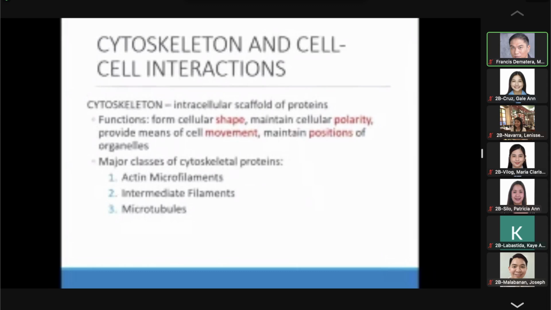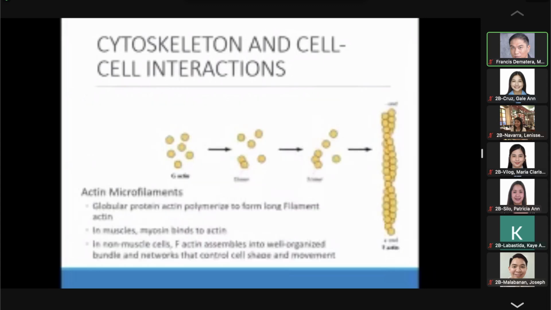So the cytoskeleton, this is formed by an intracellular scaffold of proteins and forms the cell's shape, provides movement, and maintains positions of organelles. The major classes of cytoskeletal proteins are actin microfilaments, intermediate filaments, and microtubules. So actin microfilaments are polymerized from globular protein G-actin to form long filamentous F-actin. They intertwine to form a double-stranded helix.